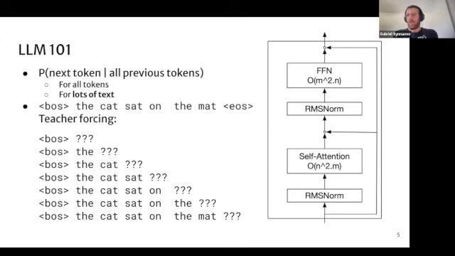Also, on the right, I put the basic schema of a block of all the GPT-style architectures, the decoder-only transformer models, where most often you have a norm, a self-attention, a norm, and an FFN. It doesn't matter that much.